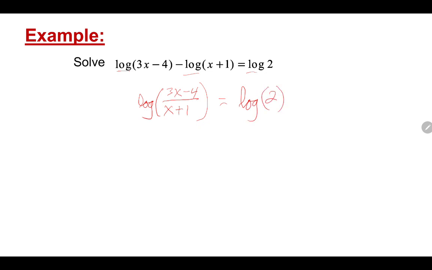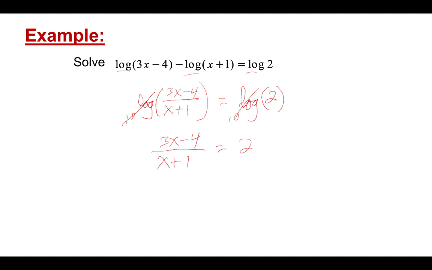Great. Now I have a single log on both sides, and they can filter off. It's kind of this idea I raised to the 10. So they filter off, they become 1, and I'm left with (3x - 4)/(x + 1) equal to 2. And this is a rational expression equal to a constant.